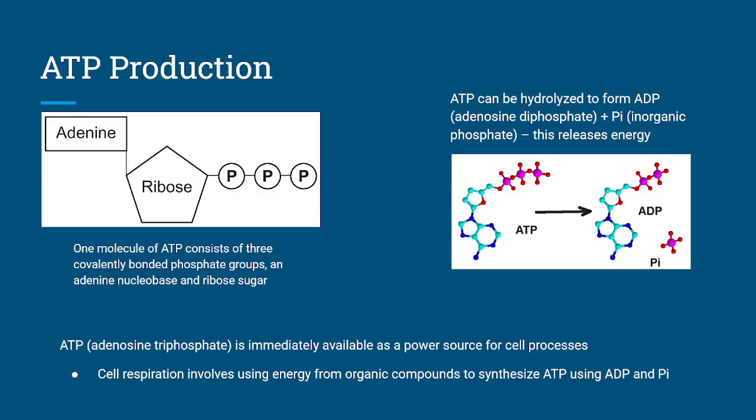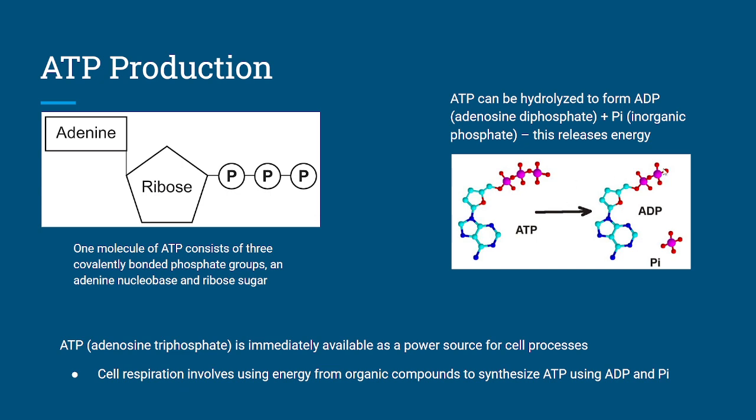ATP production. So ATP, or adenosine triphosphate, is composed of an adenine nucleobase, a ribose sugar, and 3 covalently bonded phosphate groups. ATP can be hydrolyzed to form ADP, which is adenosine diphosphate, plus inorganic phosphate, which is known as Pi.